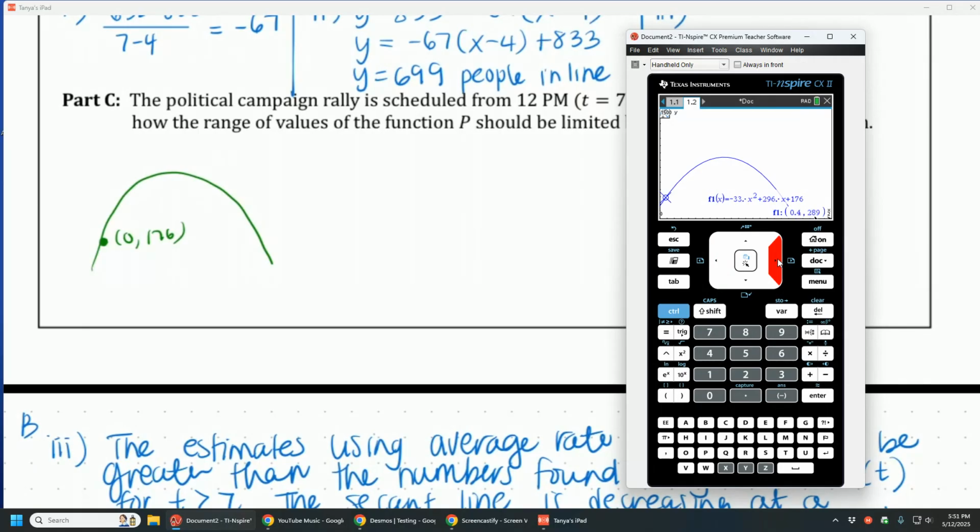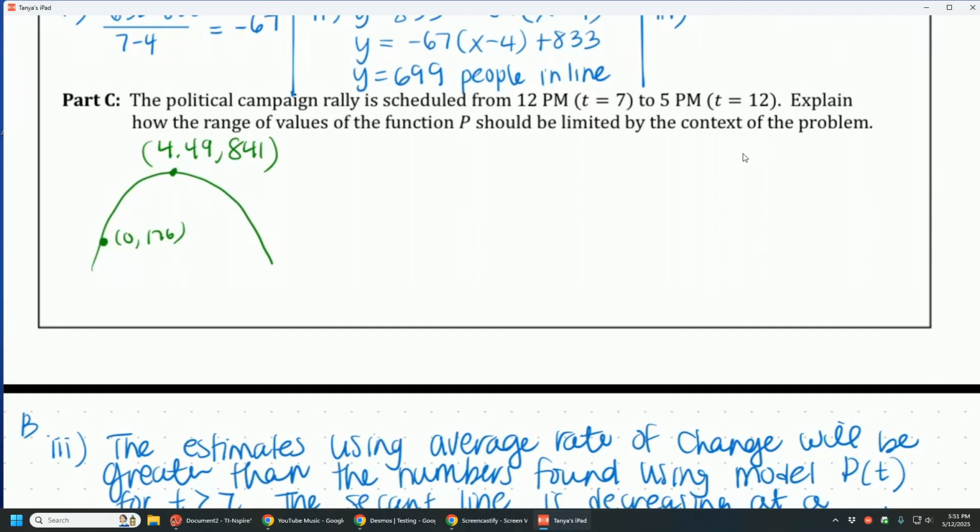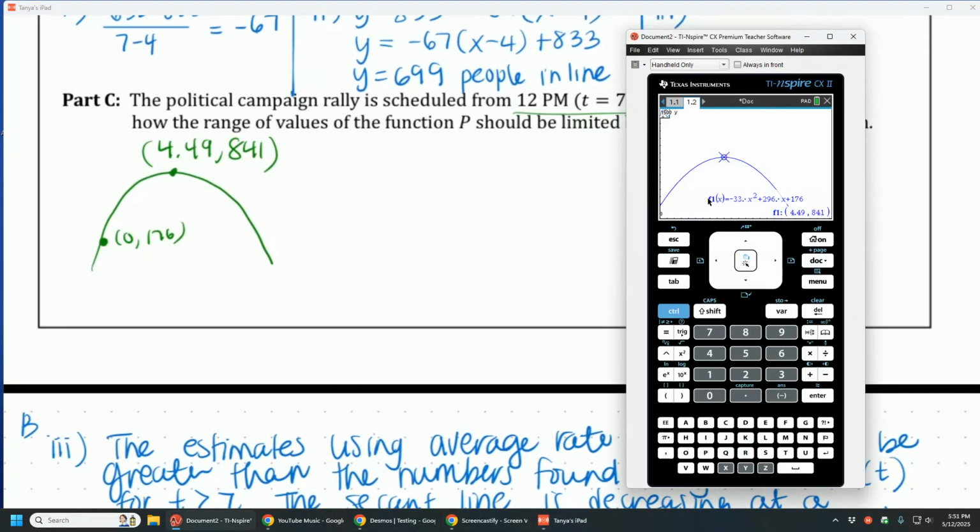And then we went over it a while ago, but I'm going to go back to it. I want that maximum value. So at 449, 841. And then I want to go all the way up to T equals 12 because that's where they're telling me to go up to. So as long as this little cursor is there, you can type in any number you want. So there's my 12, and it'll automatically go to that number.